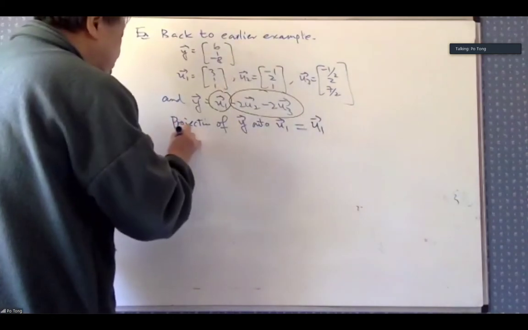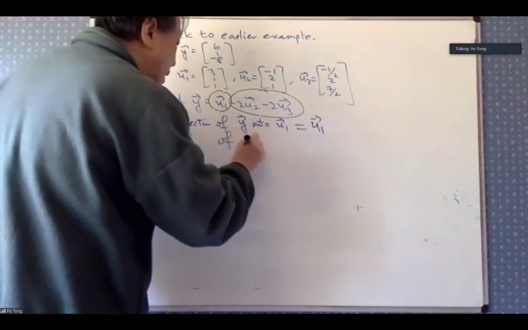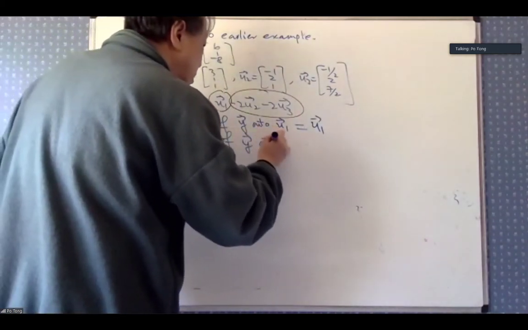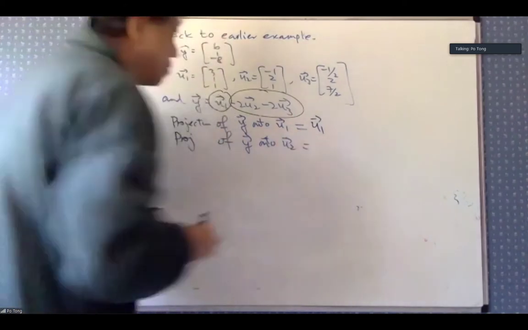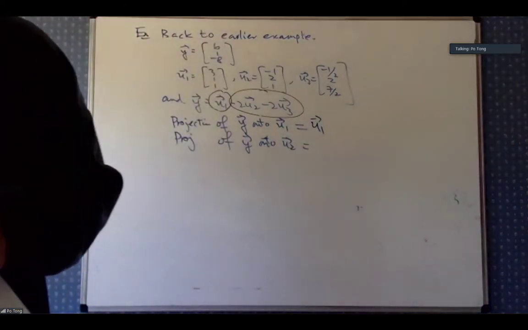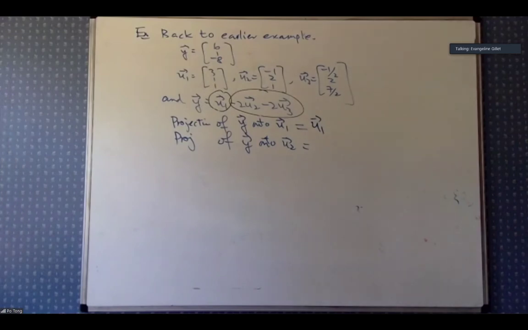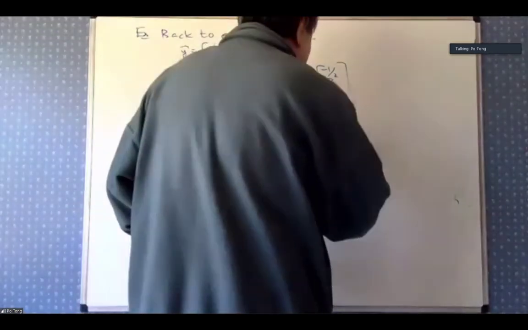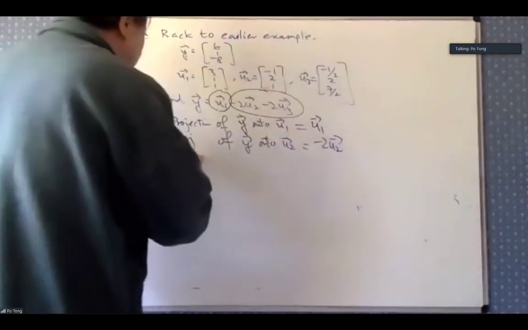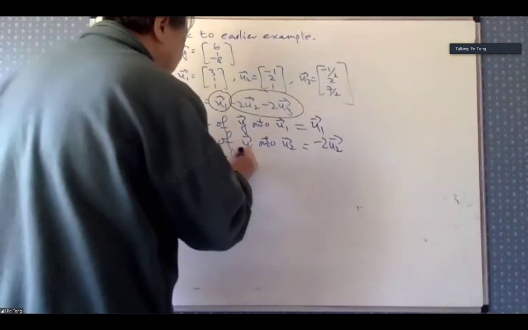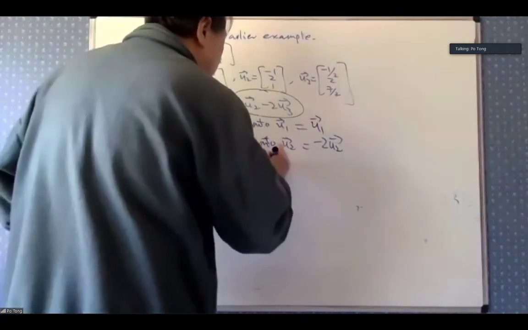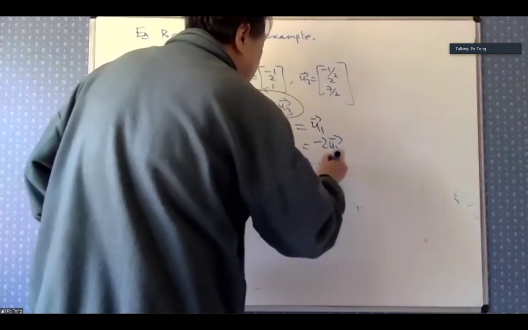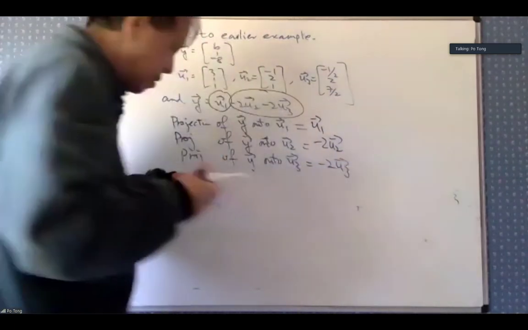What do you think is the projection of y onto u2? Any suggestion? Negative 2 u2, just pick out that guy. Projection of y onto u3, negative 2 u3.